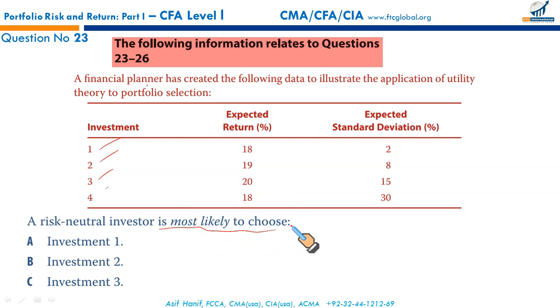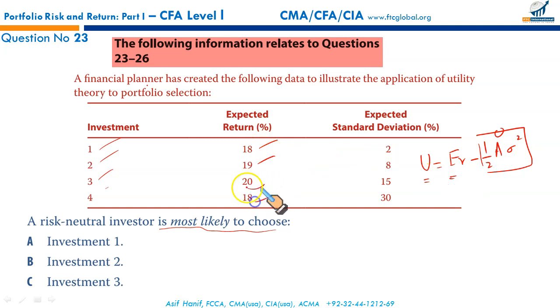When the investor is risk neutral, his risk aversion is 0. So we know the utility function is the expected return minus 1/2 A times the variance. Since the risk aversion is 0, that factor equals 0. So the utility would be equal to the expected returns. In this case, this is the highest investment. 3 is the right option. There is no need to incorporate standard deviation since the risk aversion is 0.